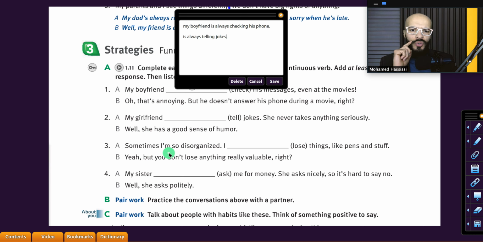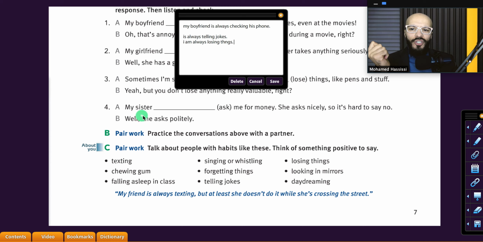Sometimes I'm so disorganized, I'm always losing things. Like pens and stuff. Yeah, but at least you don't lose anything really valuable, right? My sister is always asking me for money. She asks nicely, so it's hard to say no. Well, at least she asks politely.